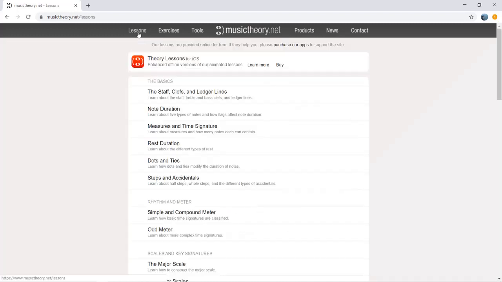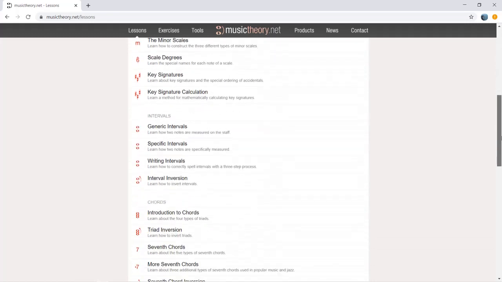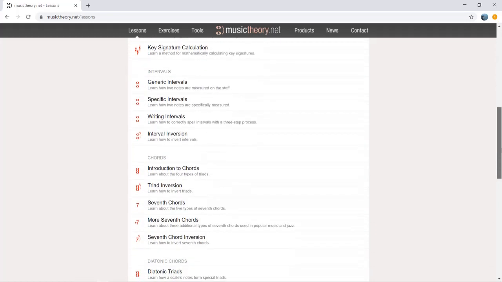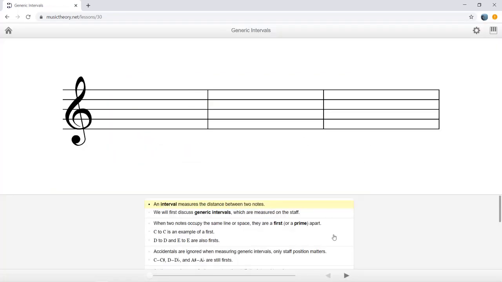All right, today we're going to go over the lessons on intervals, just to make sure everyone understands this. So I'm going to musictheory.net and lessons. Then we're going to start with generic intervals. The interval measures the distance between two notes, and all of this is on here that you can read yourself.